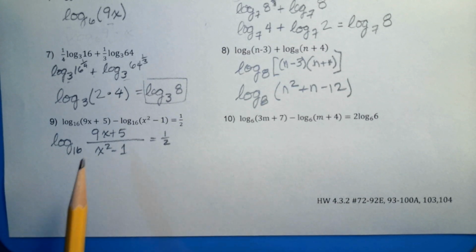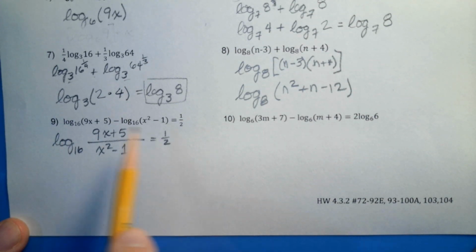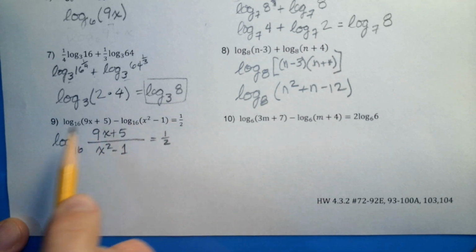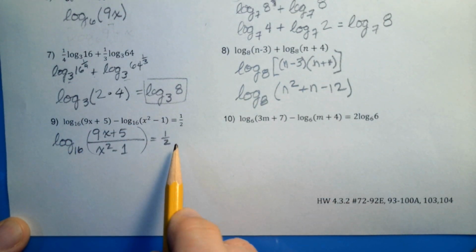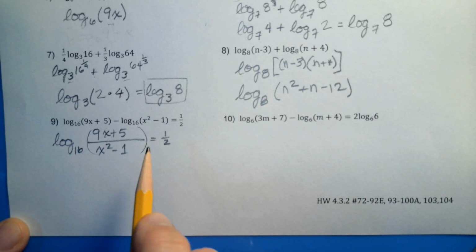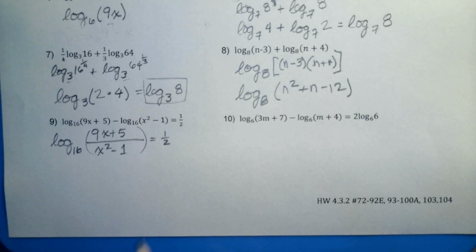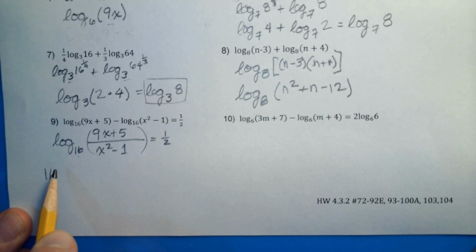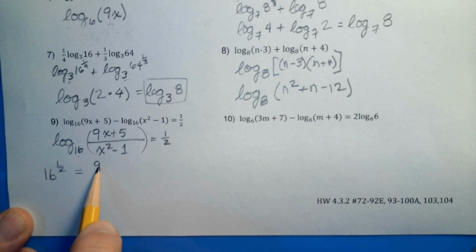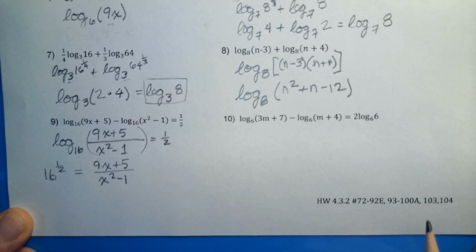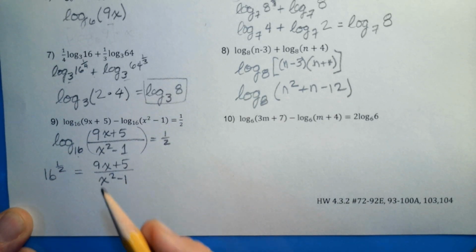All right, so we don't know what to do, so let's convert it. Let's convert this from a logarithmic equation. Remember, that's the log base 16 of this whole argument is equal to 1/2. So let's convert this logarithmic equation back into an exponential equation. So that means 16 to the 1/2 power equals the argument, (9x plus 5) over (x squared minus 1). 16 to the 1/2 power, that's 4.